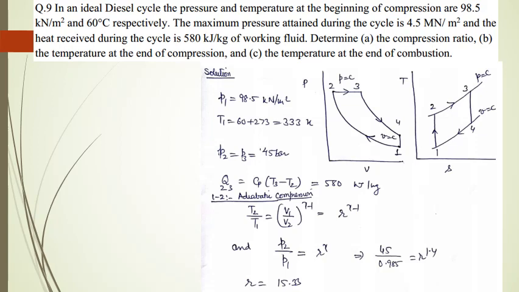Since V1 upon V2 is R, T2 upon T1 is equal to R raised to power gamma minus 1. Similarly, the relation between pressure and the compression ratio is expressed as P2 upon P1, which is equal to R raised to power gamma. So now we have divided these two expressions in order to get the value of compression ratio, and that comes out to be 15.33.